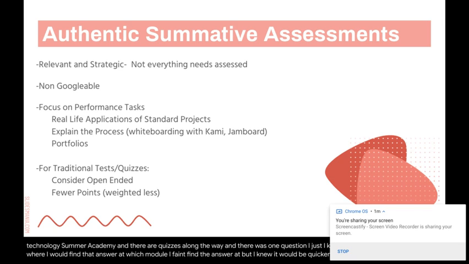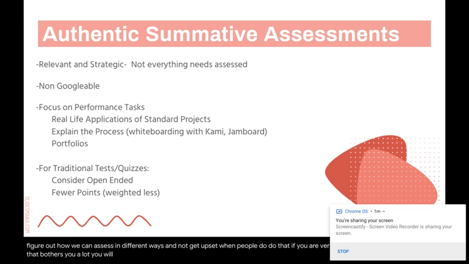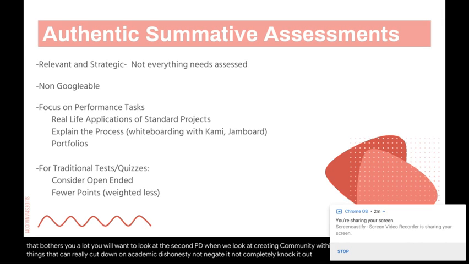And so we need to figure out how we can assess in different ways and not get upset when people do that. If this is something that bothers you a lot, you will want to look at the second PD when we look at creating community within your classroom, because one of the things that can really cut down on academic dishonesty, not negate it, not completely knock it out, but really maintain the integrity and reduce the amount of academic dishonesty is that classroom culture that you're cultivating in a digital platform. But for now, think of non-Googleable.